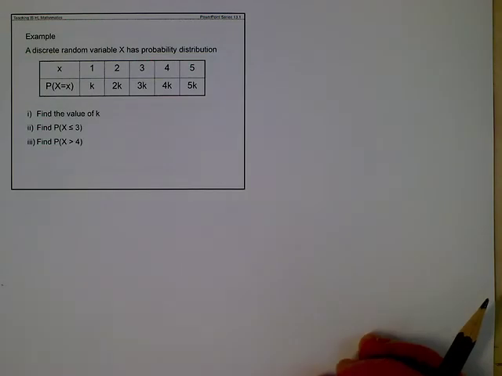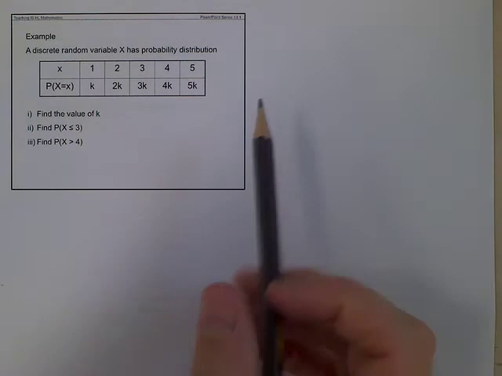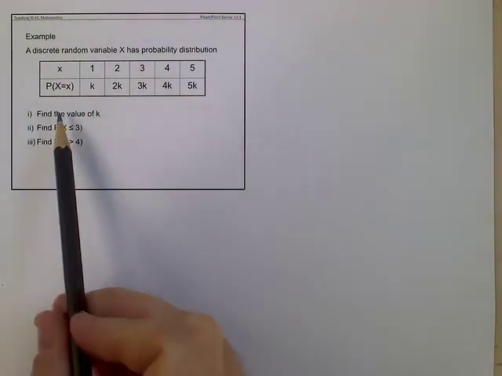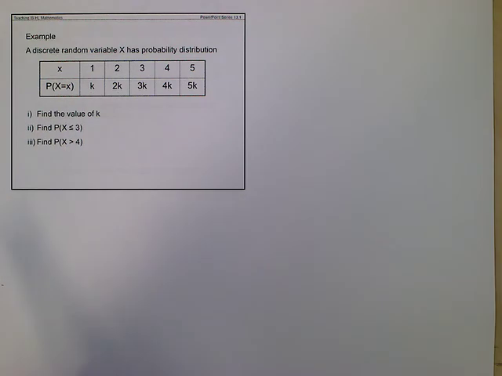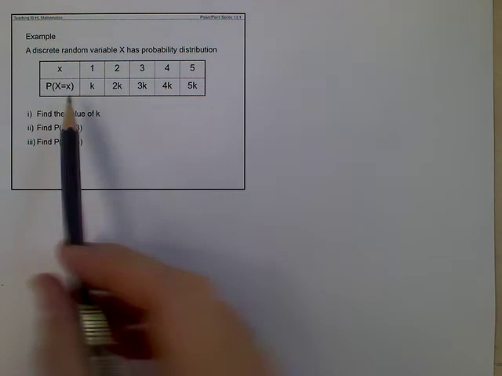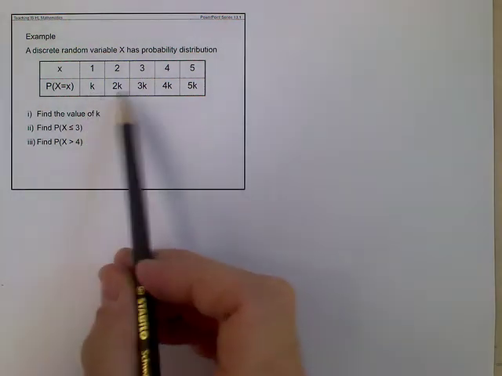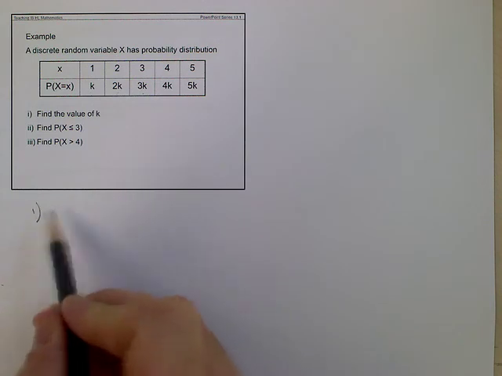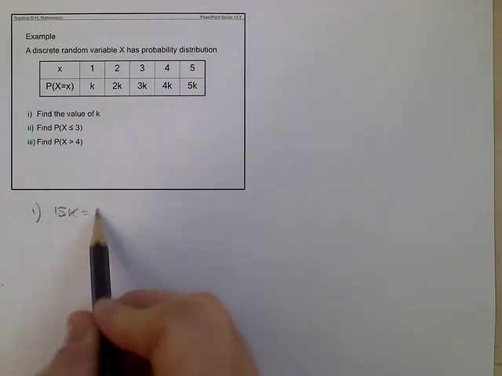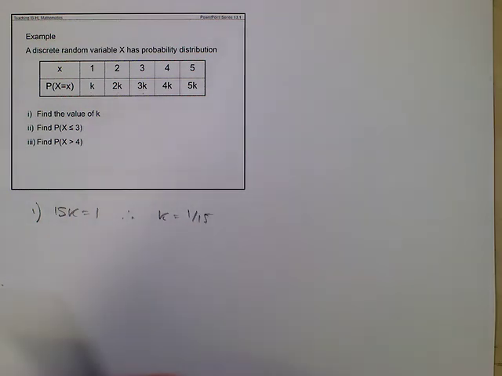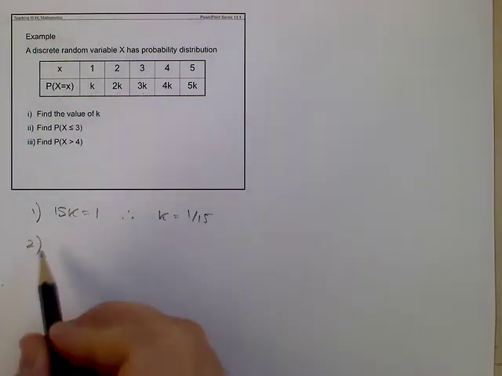If we take an example, then in this situation I've got a missing parameter here, and the first question is to find the value of k. Well, I can exploit the property that they have to add up to 1. All of these probabilities add up to 1, so I've got 1, 3, 6, 10. So I know that 15k must be 1, therefore k is 1/15. No problems. That enables me then to answer part 2.